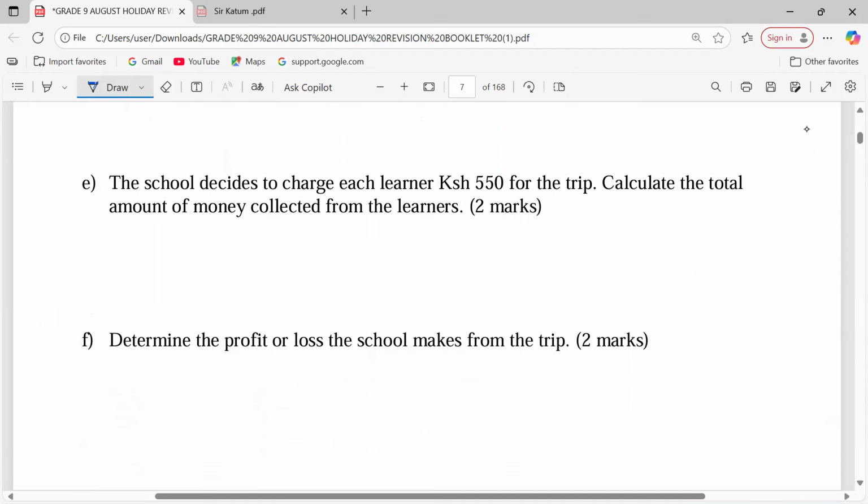Then part E, the same question. The school decides to charge each learner 550 for the trip. Calculate the total amount of money collected from the learners. So 550 multiplied by 150, and this is going to give us, from the learners, the school is going to collect 550 times 150 learners, 82,500.